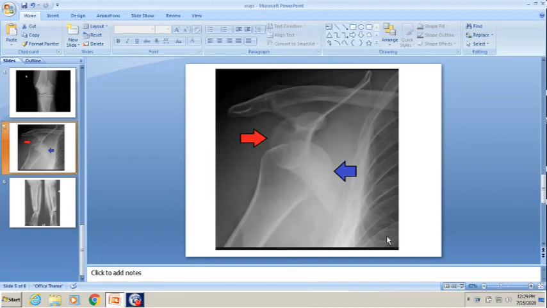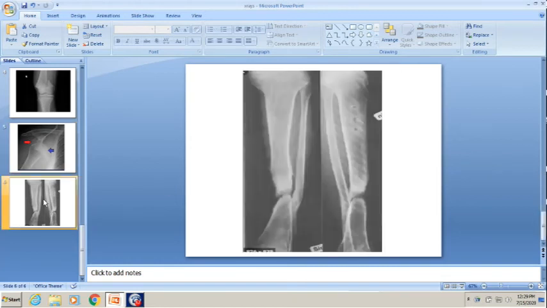Okay. So there are a lot many more things about shoulder dislocation. We will not go too deep into it, and we'll move to the last and final one. So what is this X-ray?